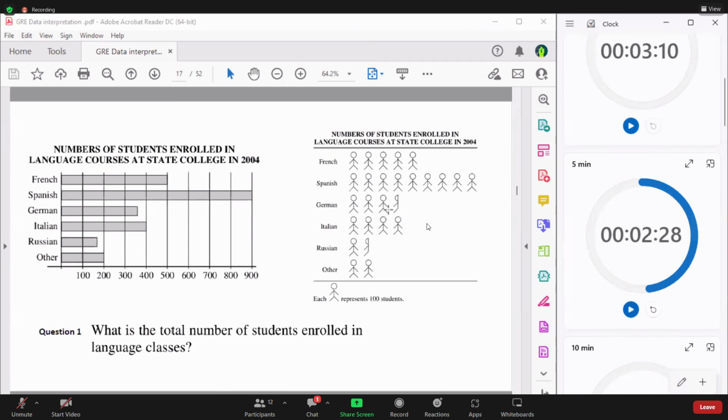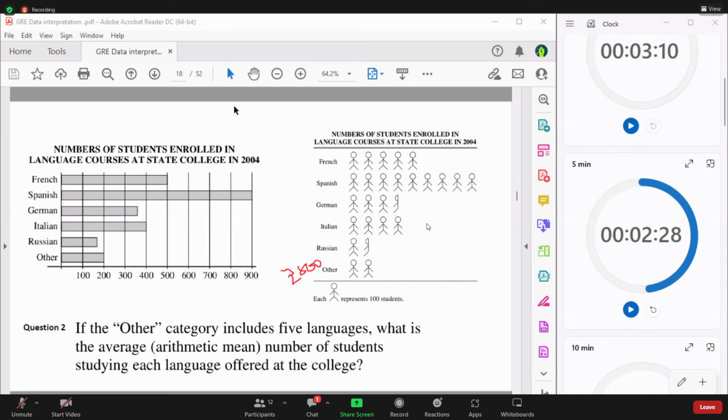Right. So the first question, what is the total number of students enrolled in the language classes? You can basically count the number of diagrams here, or you can obviously add here. This is 200, 150, 400, 350, 900, 500. I think it comes to 2500 if I'm not wrong. Yes, sir. Yes. So 1, 2, 3, and so on up to 25 people, because each stick figure represents 100, so 2500.